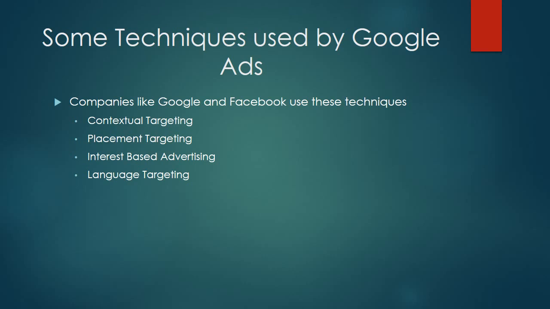Language targeting is used a lot on YouTube, where let's just say there's a video in English and another video in Spanish. For the video that's in Spanish, it's more likely to get ads that are in Spanish, and vice versa.